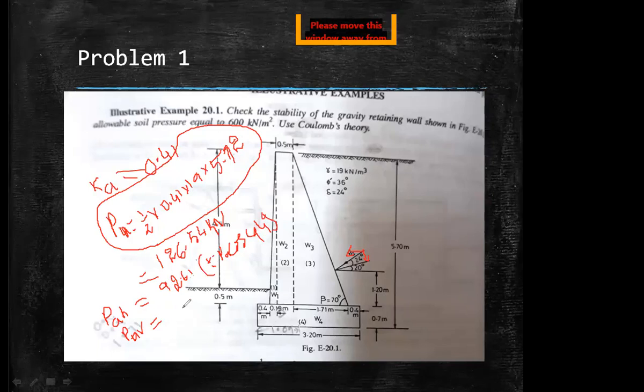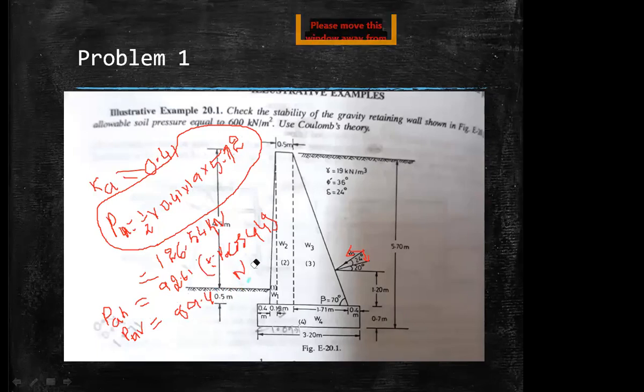So how much did you get for the vertical component? 89.41. What is the unit again? Centimeter. Is that so? It is pressure force. Force. Kilonewton, ma'am. Yes, kilonewtons. Okay. So it is the first part of the designing procedure, the calculation of PA.